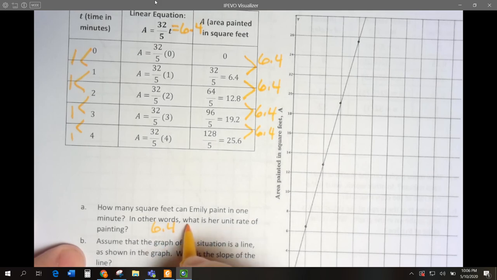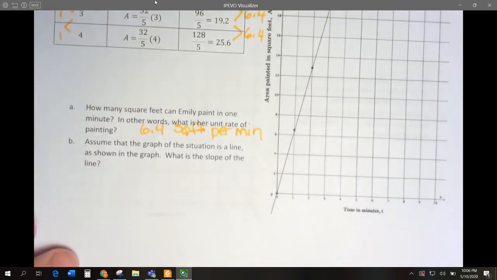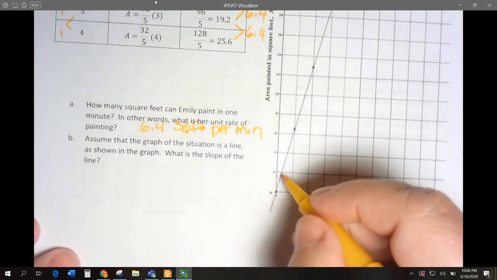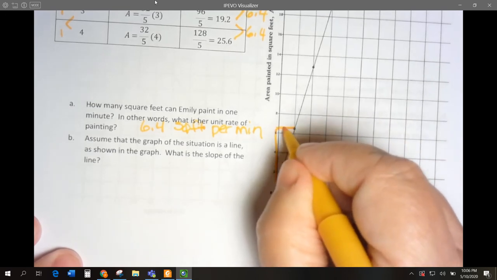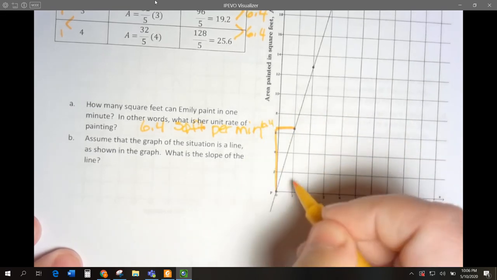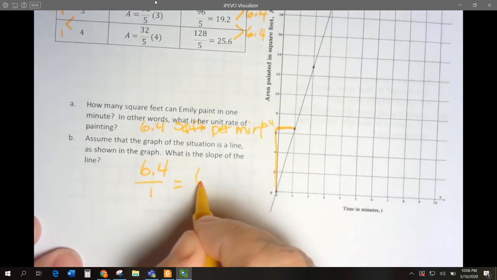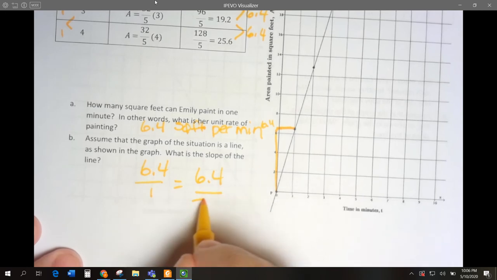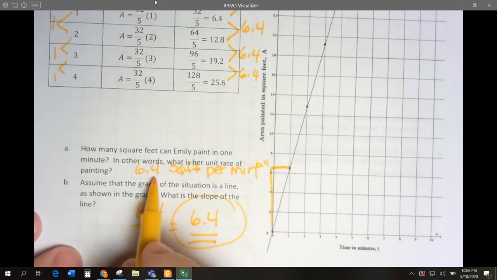6.4 square feet per minute, right? 6.4 square feet in each minute. If we look at this graph, what's our slope? We go from here to about here, which is about 6.4 in 1 minute. So our slope is 6.4 over 1, or 6.4. So notice that our slope is the same as our unit rate.